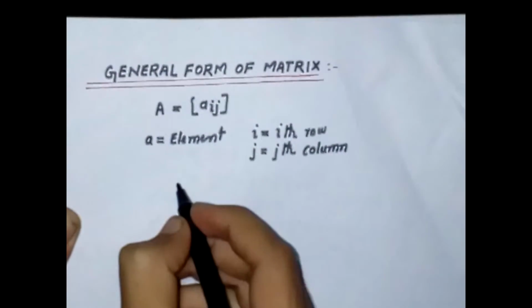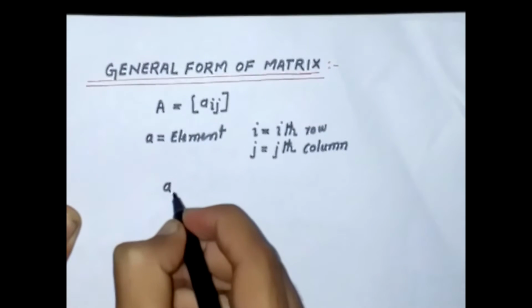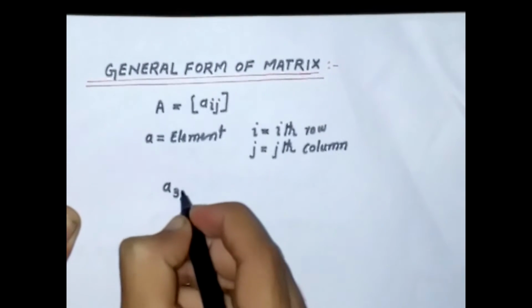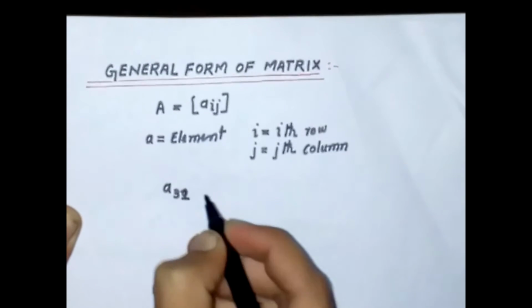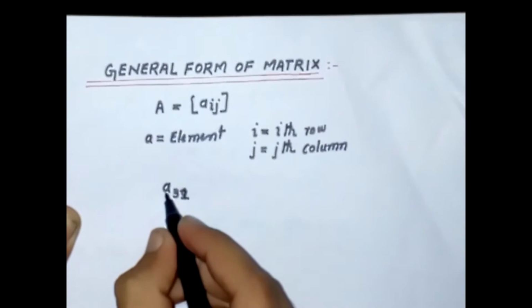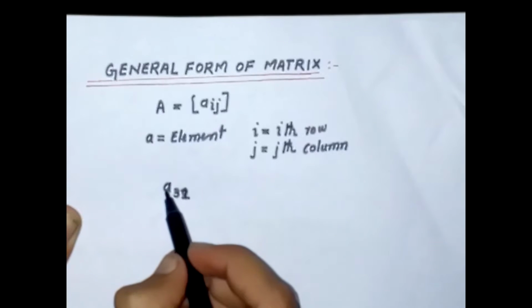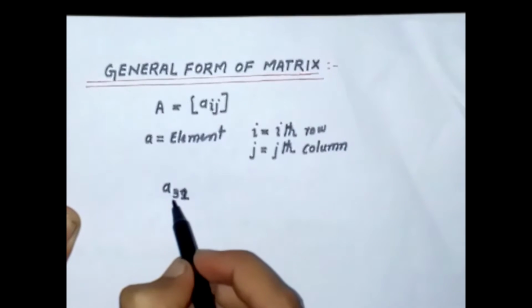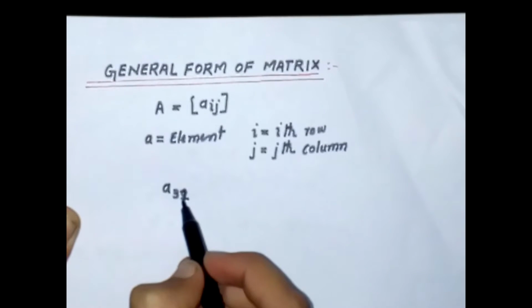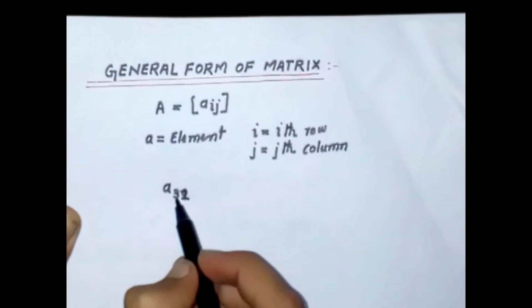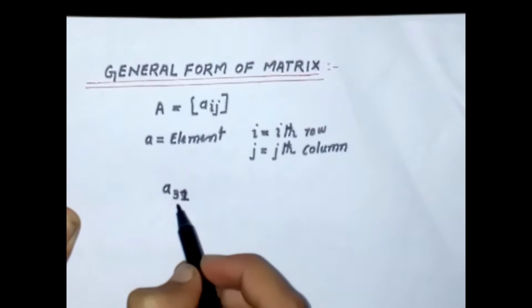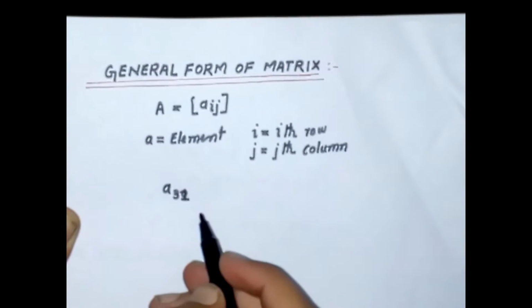Position of the number. For example, a31. a31 means that this element is in the third row and first column. So a represents an element of the matrix and 31 represents the position of the element.